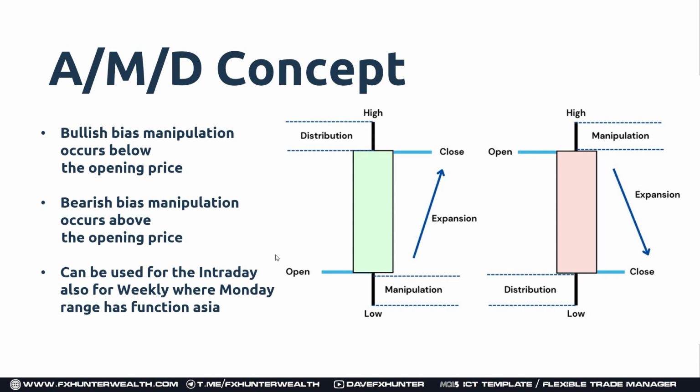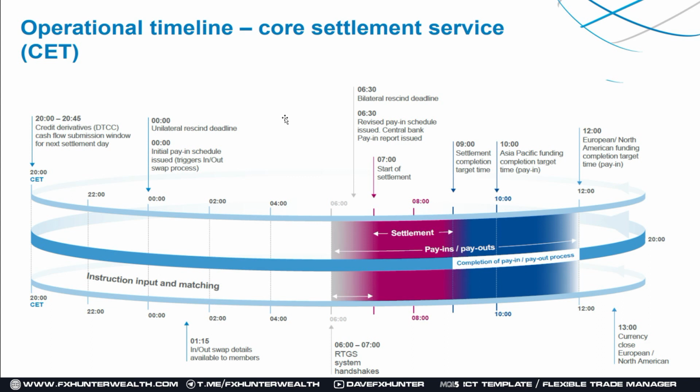So that's all perfect. But now, why did I tell you about this CLS company? Let me show you this. This is basically what is on their website. There is an operational timeline for the core settlement service for the CLS Algo. You can find it on their website. It's public, right?